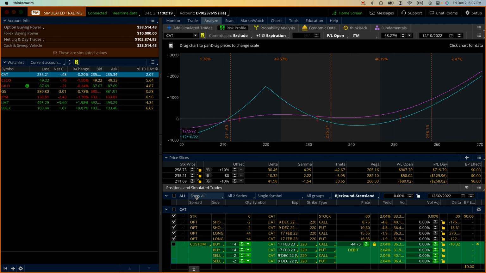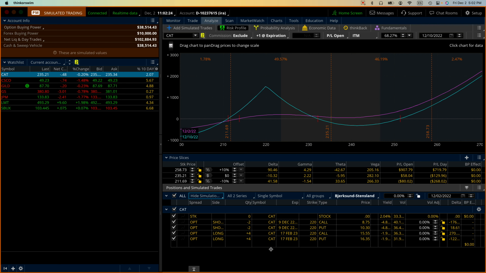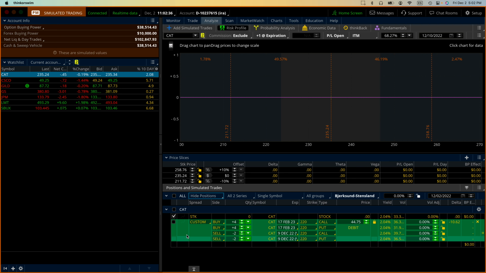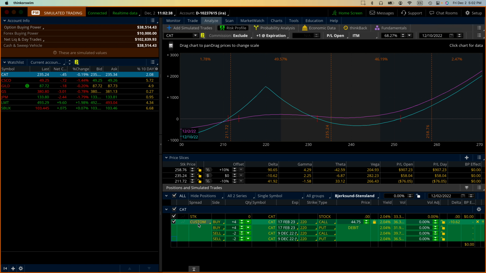If I say hide simulation, it gives you $58.04 profit and a decline of $130 today. If you hide the position, it would automatically put the simulation. You click here to show it, and it shows the exact same amount. Okay, so here we go.